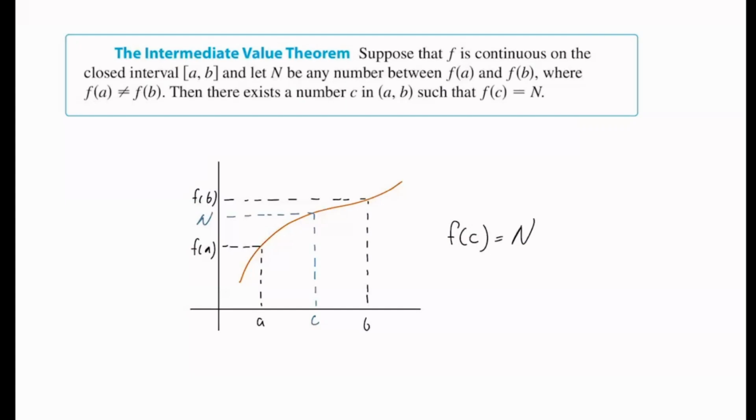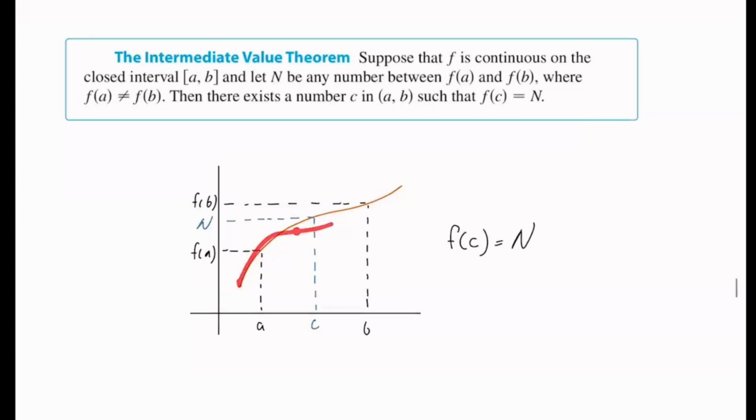So the intermediate value theorem: if f is continuous on a closed interval from a to b, and n is any number between f of a and f of b, where f of a is not equal to f of b, then there exists at least one number c in the open interval from a to b such that f of c is equal to n. So let's break this down.